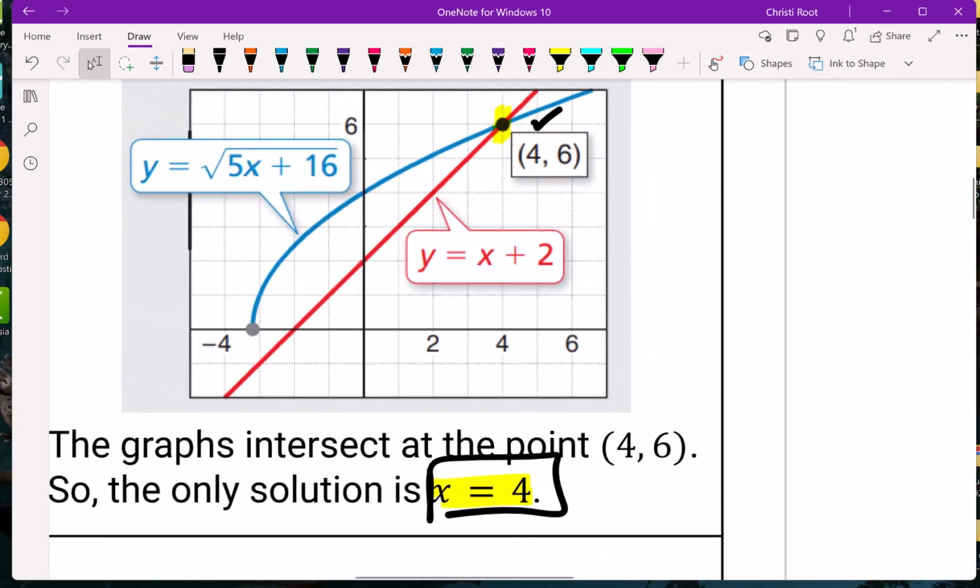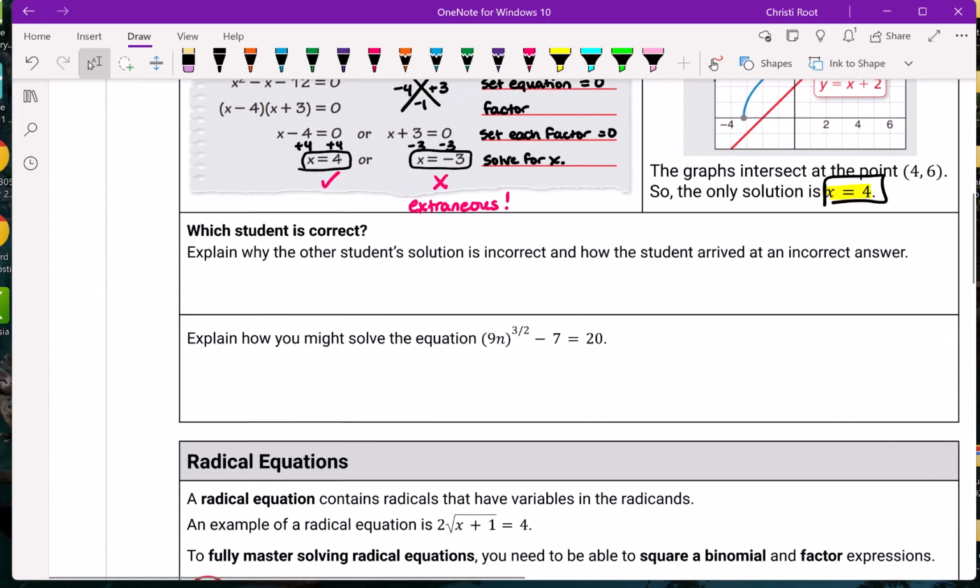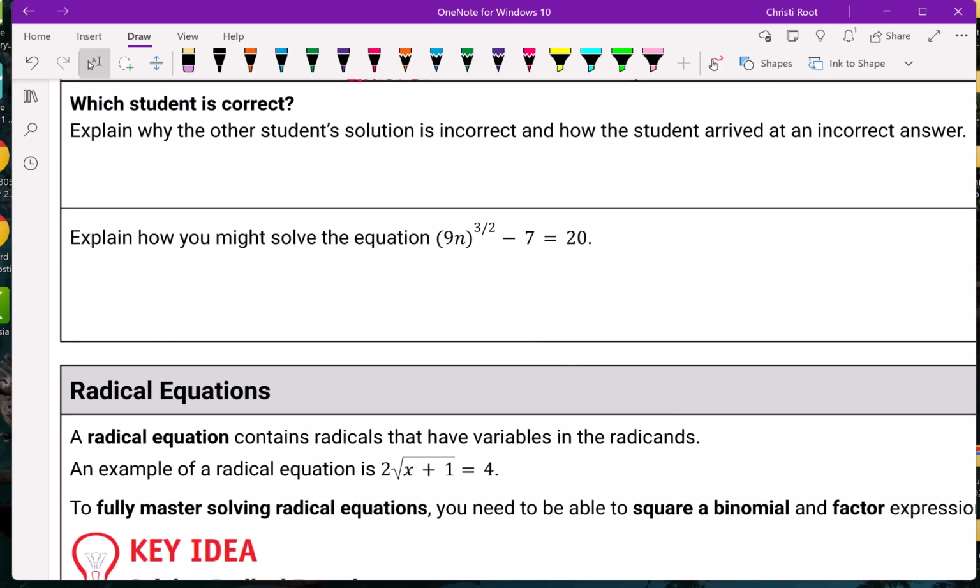If you have the ability to graph, that's definitely the way to go. But there's going to be times where you're not going to have Desmos and you have to solve it. Just make sure that you check your answer, okay? So we're going to explain what's incorrect.